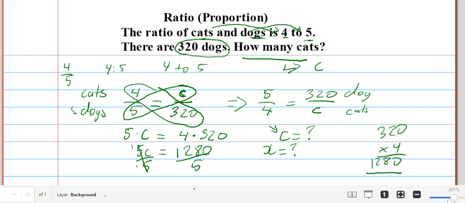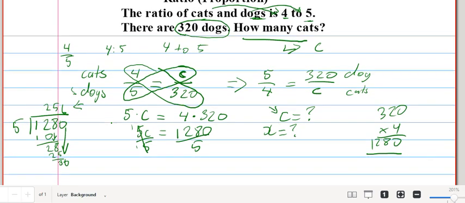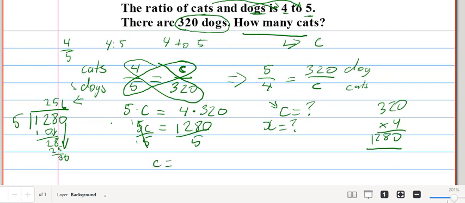So this is 1,280 divided by 5. So let's do the math over here. All right, 1,280. Let's divide by 5. All right, so as we did the math over here, we can see that 5 goes into 1,280 256 times. Therefore, C is equal to 256. Okay, so that tells us how many cats there are.